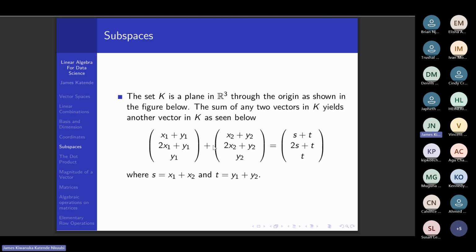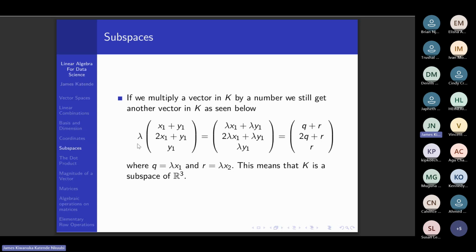So let's see if scalar multiplication will still give us a vector in the same set. Multiply any vector in the set K by an arbitrary scalar lambda. Again, you observe that you still end up with a vector in the same set. And therefore, we can conclude that K is again a subspace of R3.